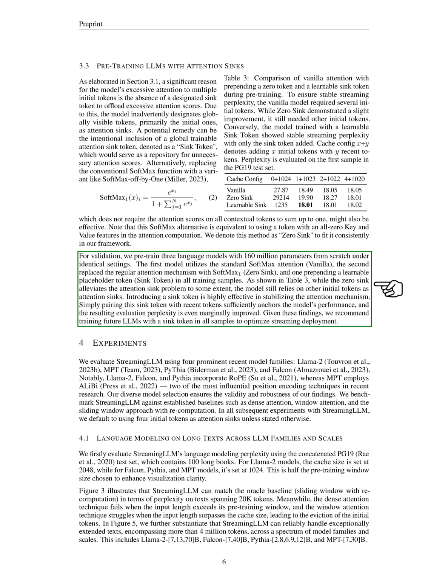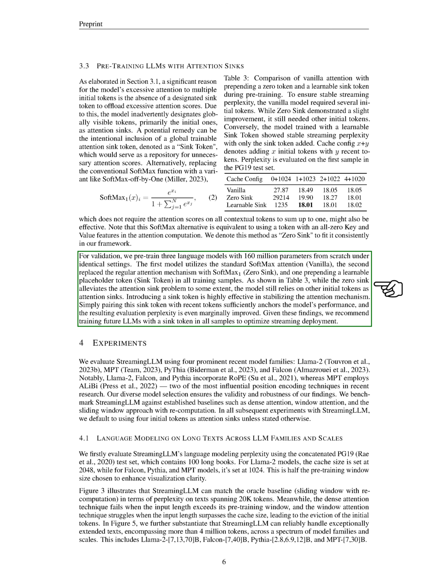Our results show that while the zero sink alleviates the attention sink problem to some extent, the model still relies on other initial tokens as attention sinks. Introducing a sink token is highly effective in stabilizing the attention mechanism. Simply pairing this sink token with recent tokens sufficiently anchors the model's performance, and the resulting evaluation perplexity is even marginally improved. Given these findings, we recommend training future language models with a sink token in all samples to optimize streaming deployment.